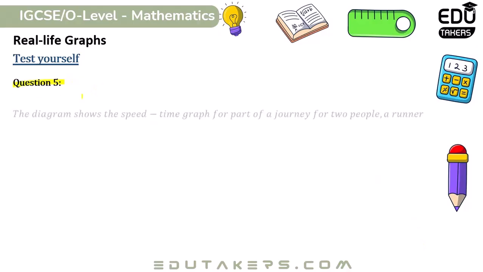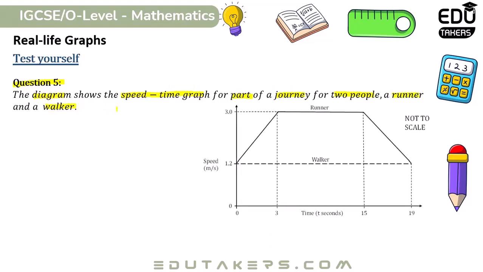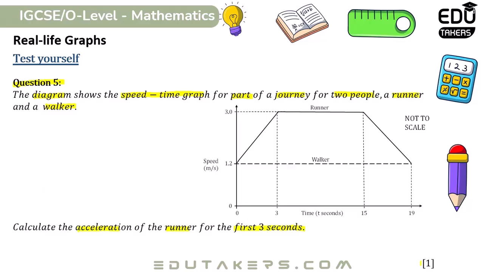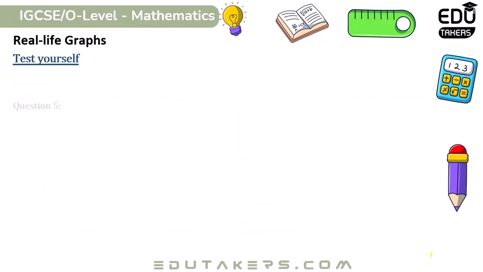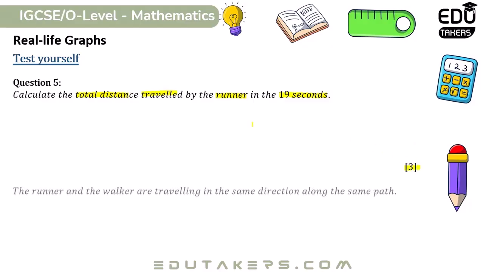Question number 5. The diagram shows the speed time graph for part of a journey of two people, a runner and a walker. Calculate the acceleration of the runner for the first 3 seconds. It's a 1 mark question. Calculate the total distance traveled by the runner in the 19 seconds. It's a 3 mark question.